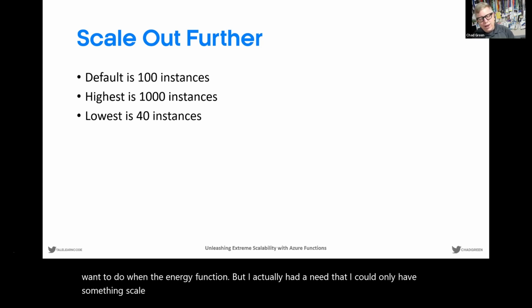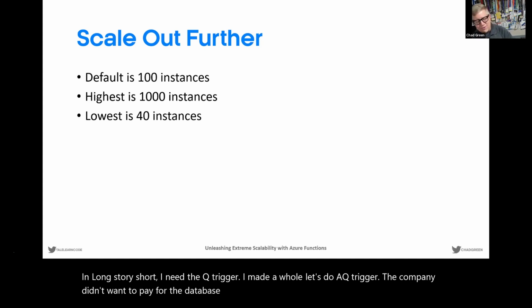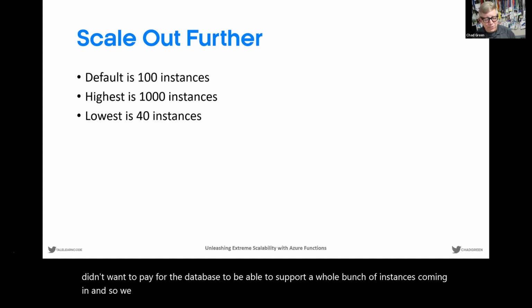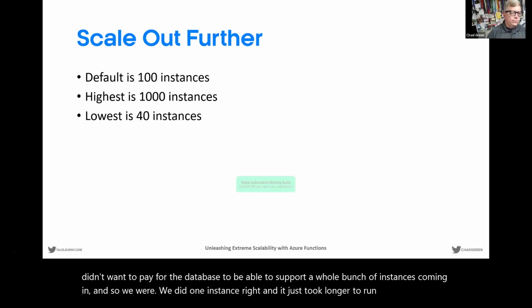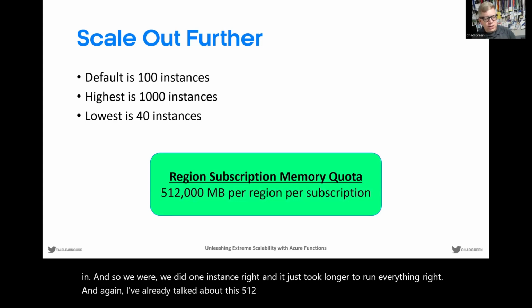Long story short, I needed a queue trigger. The company didn't want to pay for the database to be able to support a whole bunch of instances coming in, and so we did 1 instance, right? And it just took longer to run everything, right? And again, I've already talked about this 512 megabytes, and the per region, per subscription limitation.